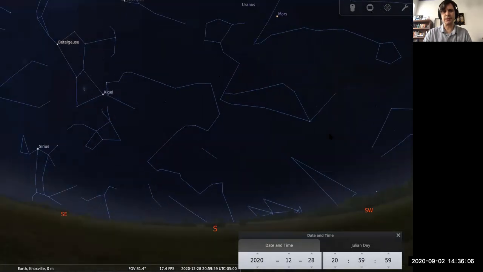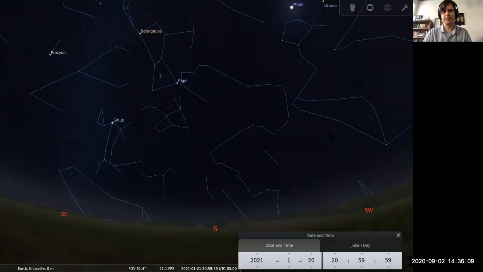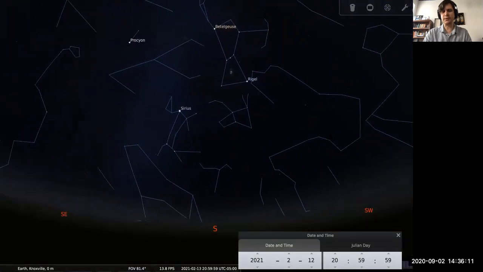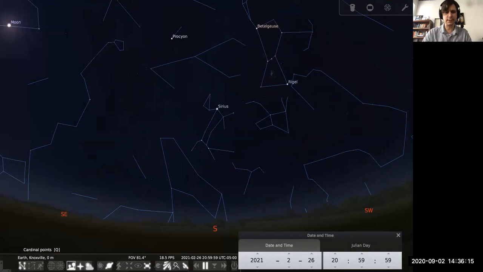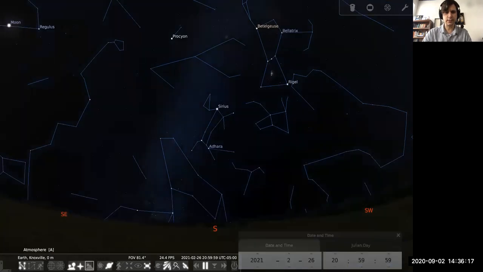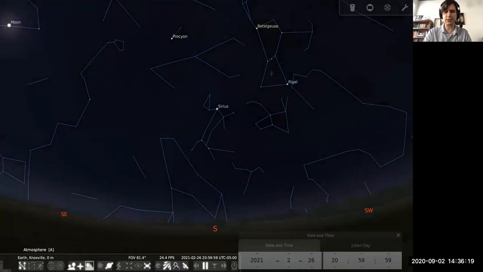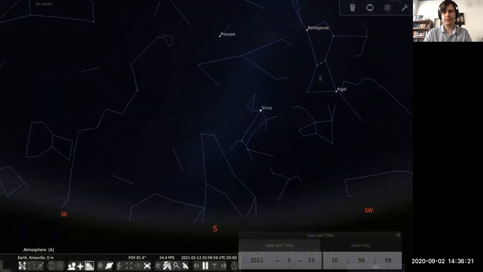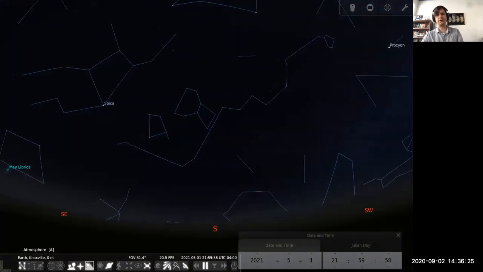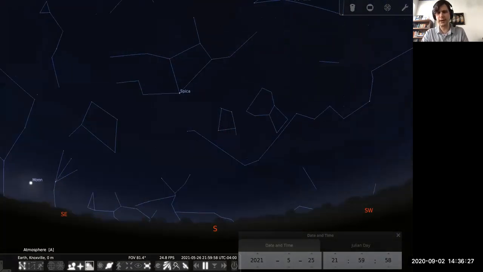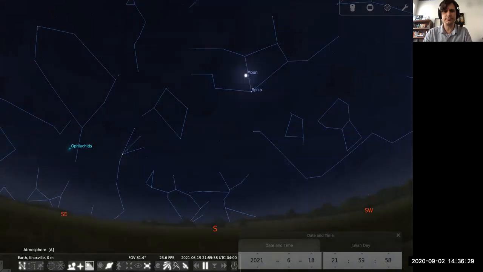You have different constellations. And for this one, I have turned the sky off so we don't have to worry about the... oh, no, the atmosphere was on. Sorry about that. So observing at 10 p.m. over the course of a year. And now we're in May of 2021.